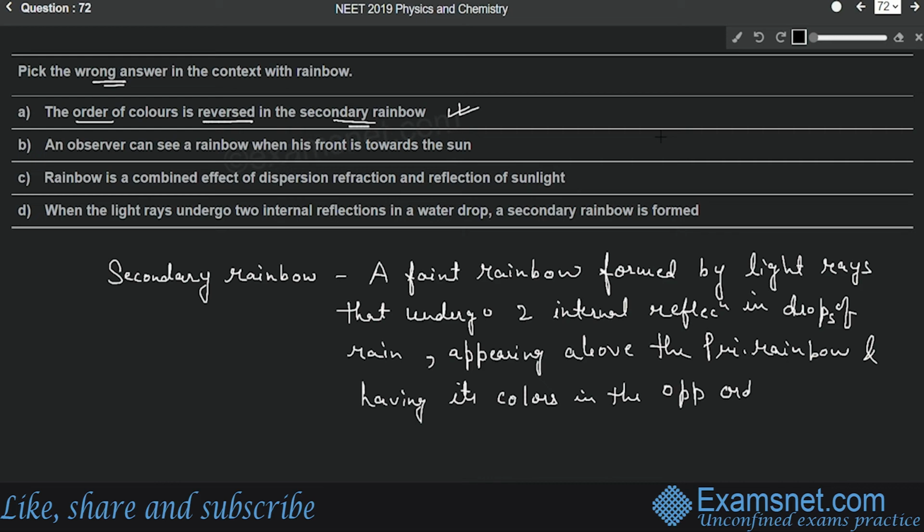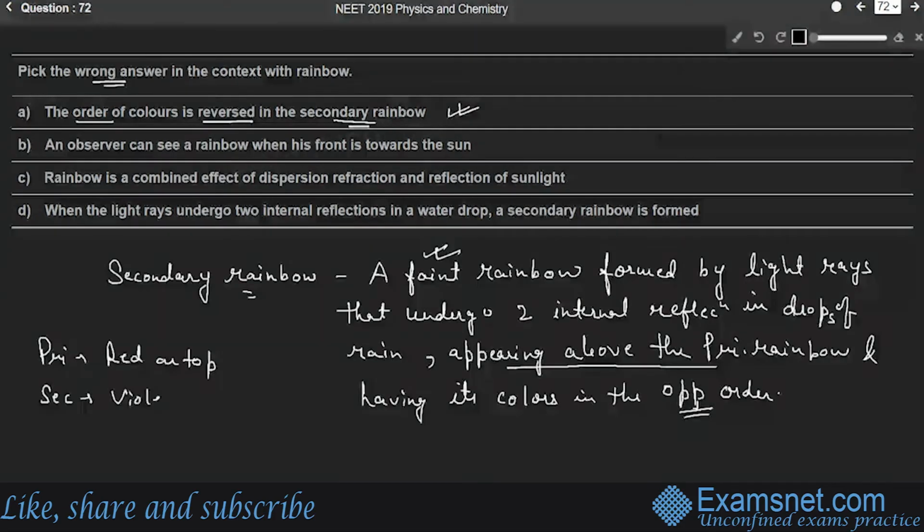Opposite order. So what is the difference between primary and secondary rainbow? The secondary rainbow is faint as compared to the primary rainbow. Then it appears above the primary rainbow. And lastly, it has opposite orders of colors. In primary rainbow, red color is on the top, violet is on the bottom side, whereas in secondary rainbow, violet color appears at the top.